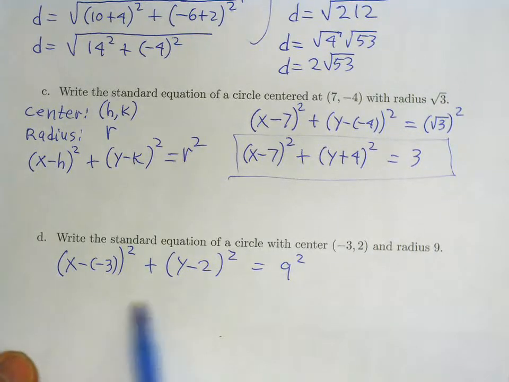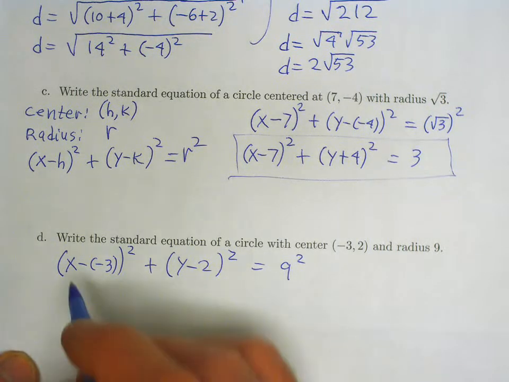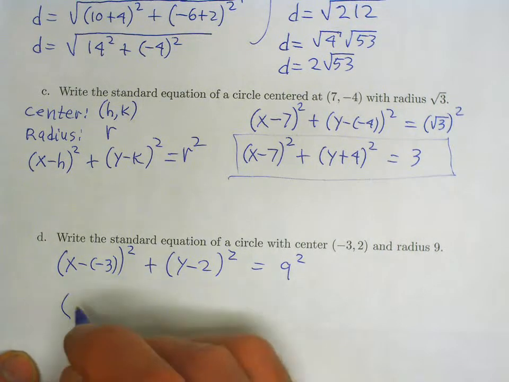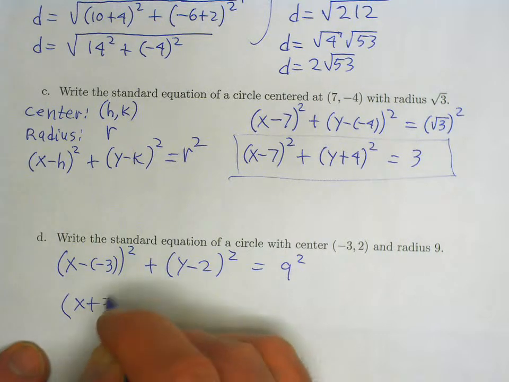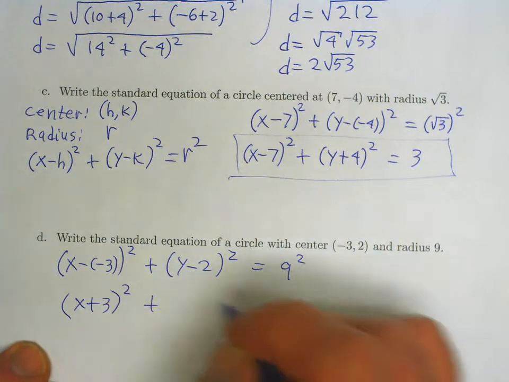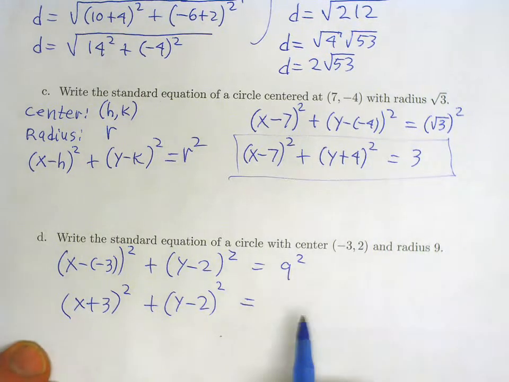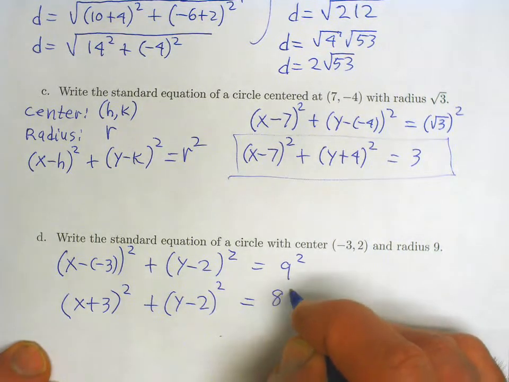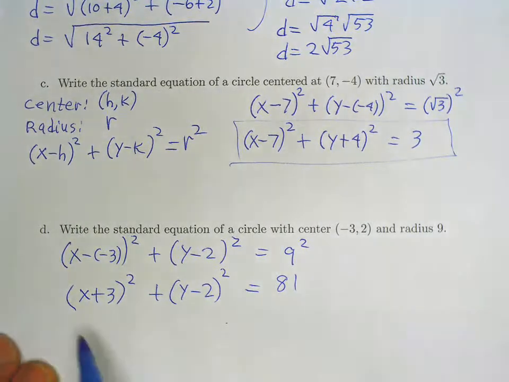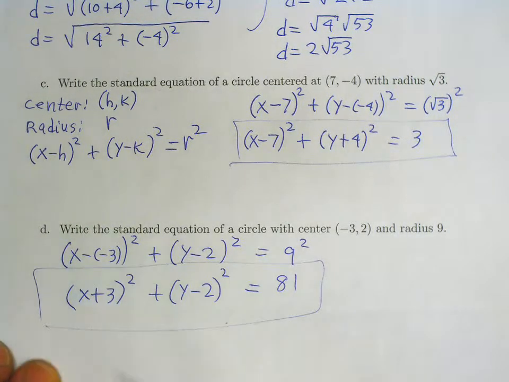This is not as simplified as we want it to be. Instead of x minus negative 3, we write x plus 3 quantity squared. The next term is already complete, y minus 2 quantity squared. And then 9 squared we write as 81. So this is the standard equation that we want to write in this case.